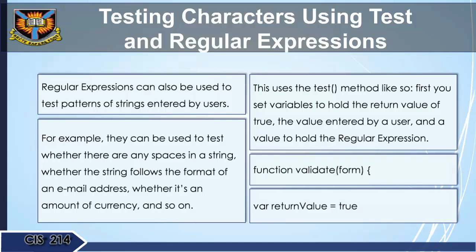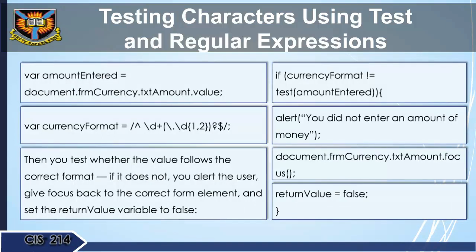function validate(form) { var returnValue = true; var amountEntered = document.formCurrency.textAmount.value; var currencyFormat = /\d+(\.\d{1,2})?/ for dots and commas.